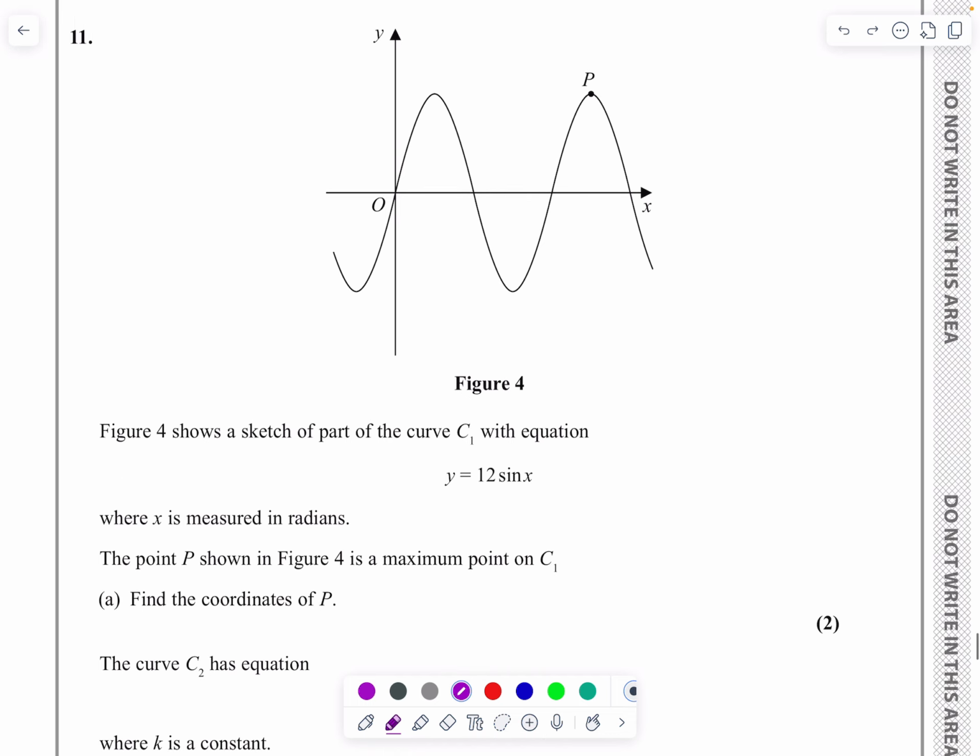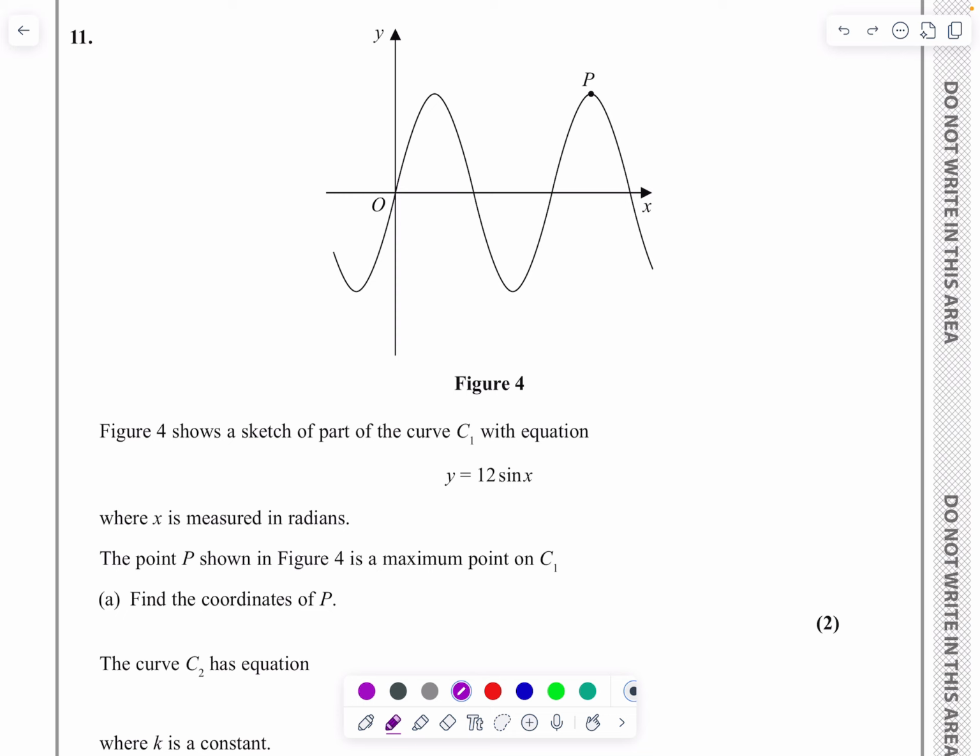So let's have a look at the question. The question says, figure 4 shows a sketch of a part of the curve C1 with the equation y equals 12 sine x, measured in radians, so not degrees. Don't make mistakes of using the wrong units on our axes. It says point P is shown in the figure. Yeah, I can see that one there. What are the coordinates for it?